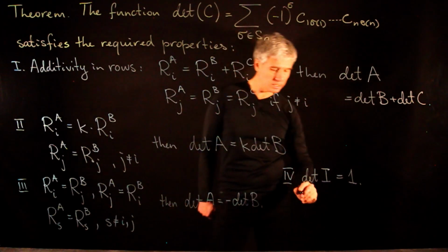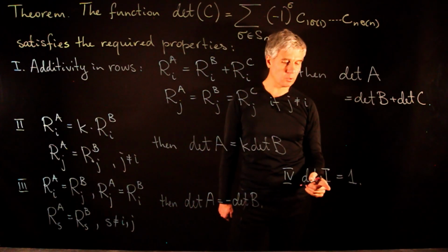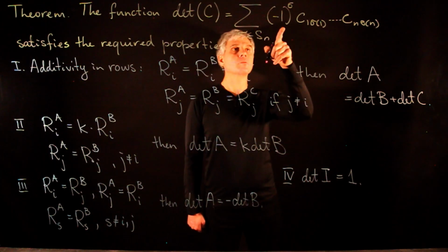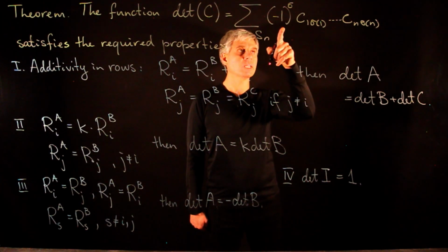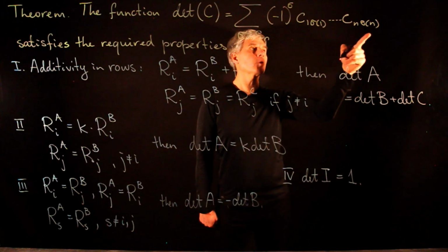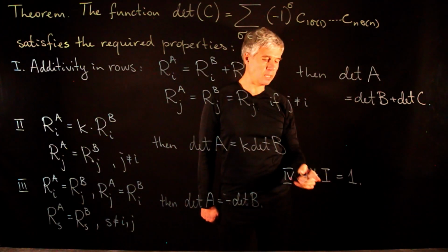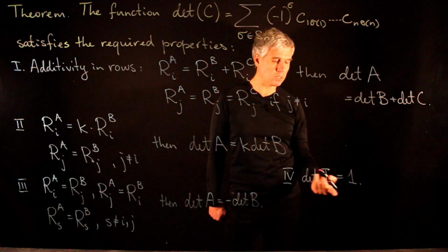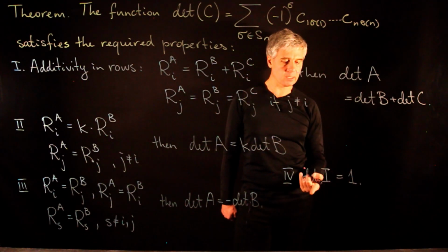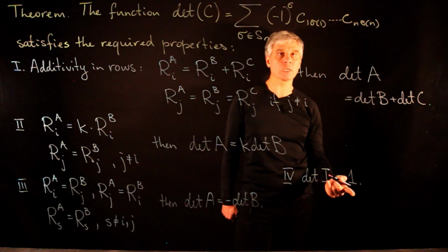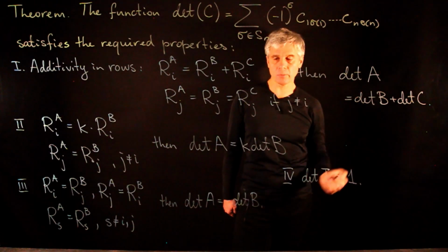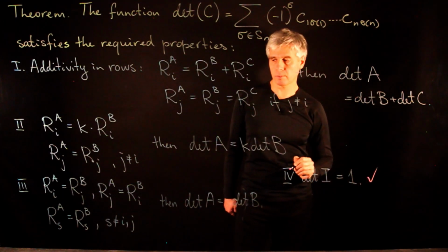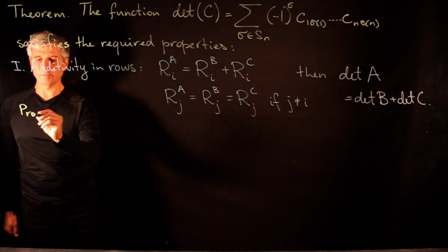And so what we see is that the determinant of the identity matrix is going to be plus 1, which is the parity of the identity permutation, times the product of diagonal entries. And diagonal entries of the identity matrix are all 1. So the determinant of the identity matrix, according to this formula, is equal to 1. And this property holds. So let us give a proof.